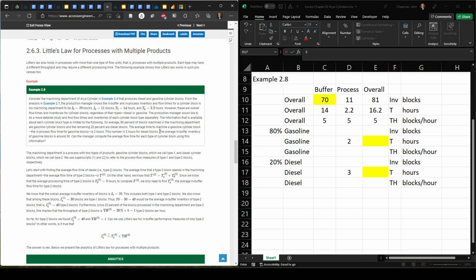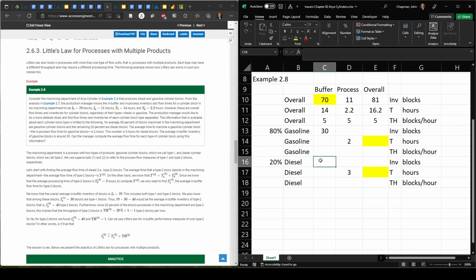The average in-buffer inventory of gasoline blocks is around 30. Where would we put this? The average in-buffer inventory for gasoline blocks. So this is inventory. In-buffer gasoline blocks is 30. Okay, with this information, how would we go about calculating the flow time for the gasoline and the diesel blocks? Well, let's see what data they've given us. So they've given us the 30 inventory for blocks. We have the 70 overall.